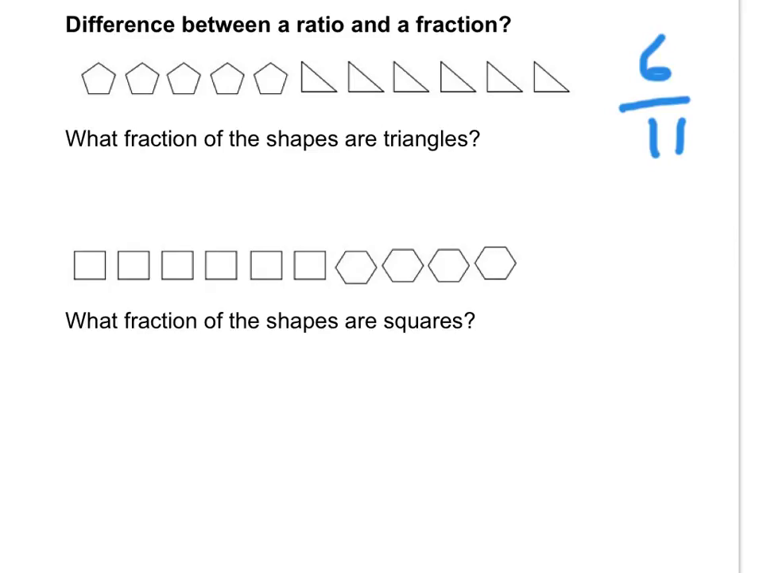And look at the next one down here below. What fraction of the shapes are squares? 1, 2, 3, 4, 5, 6 squares, out of a total of 10. So that is equal to 3/5.